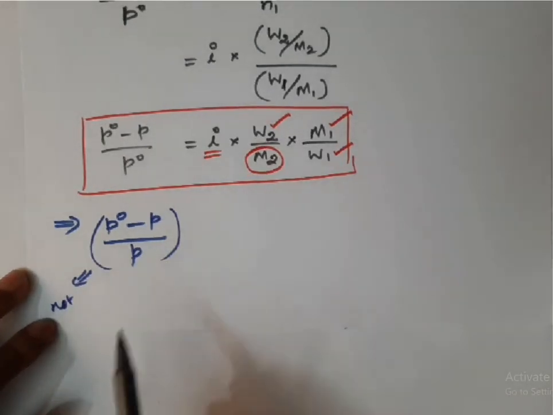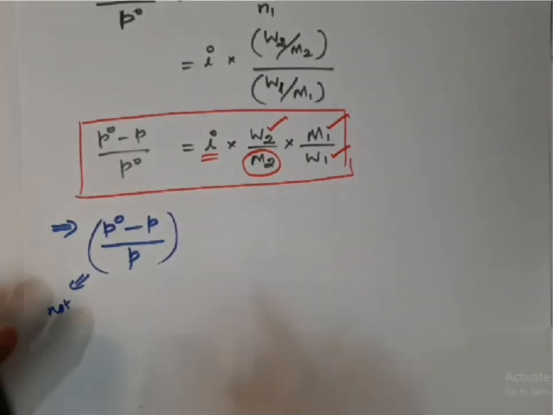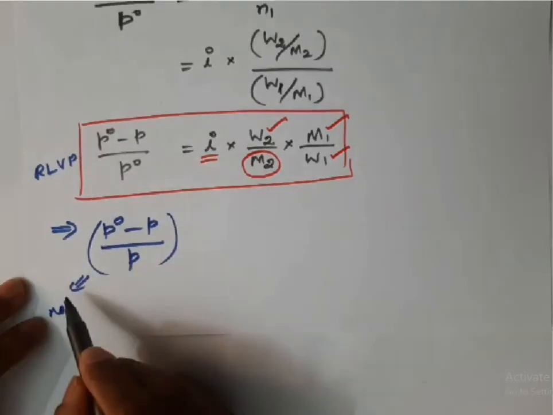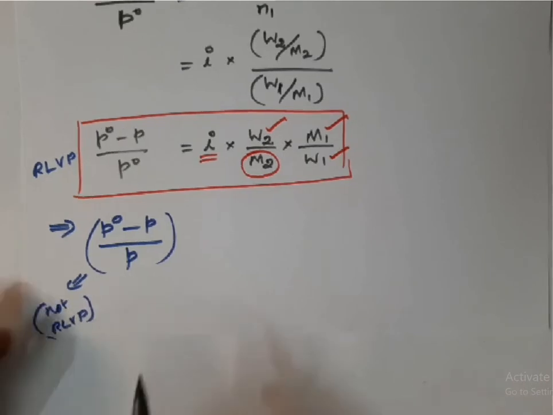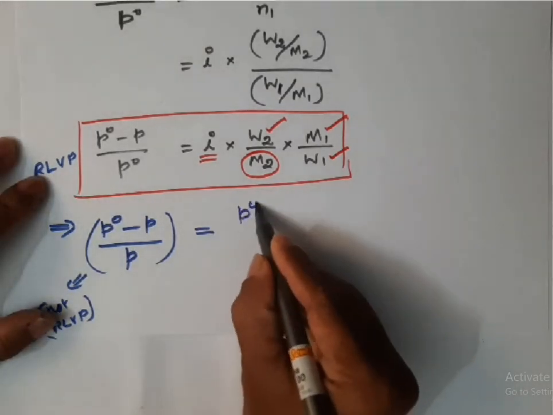P naught minus P by P. P naught minus P by P naught is colligative property. This is relative lowering of vapor pressure. This is not relative lowering of vapor pressure, because in the denominator I am having P, right? But this is very useful for solving numerical problems. This is equal to, I'll keep this P naught as such.